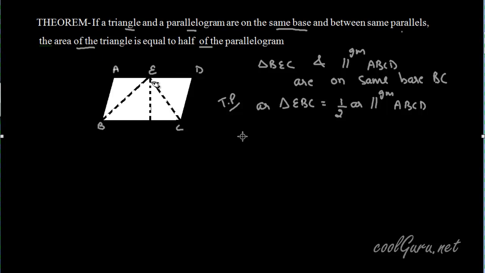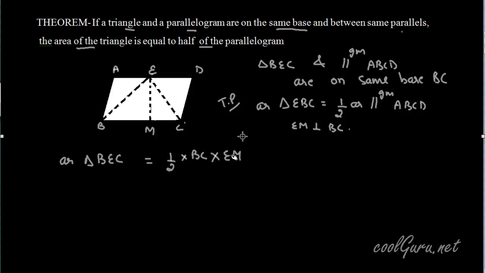Now let this EM be perpendicular from E to the side BC. We know that area of triangle is half base into altitude. So area of triangle BEC will be half base, in this case BC, and corresponding altitude from opposite vertex is EM. EM here is perpendicular to the side BC.